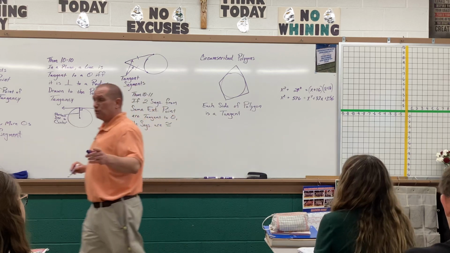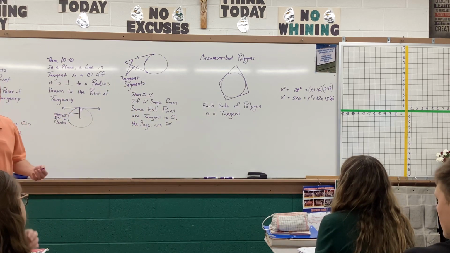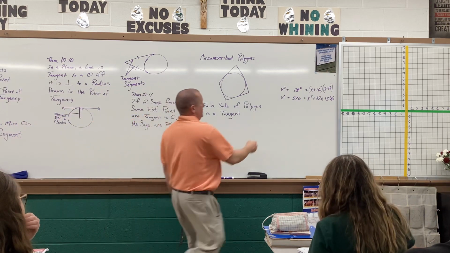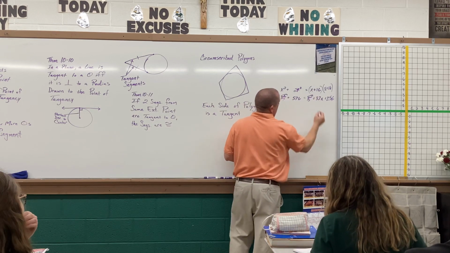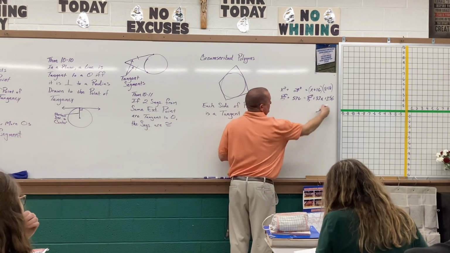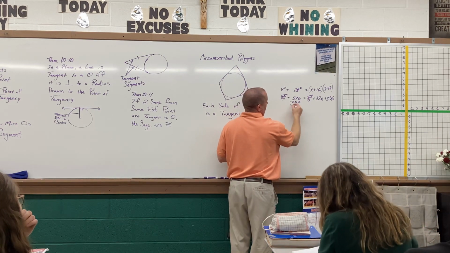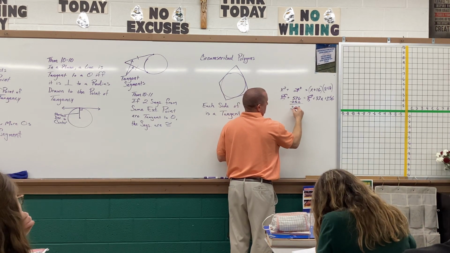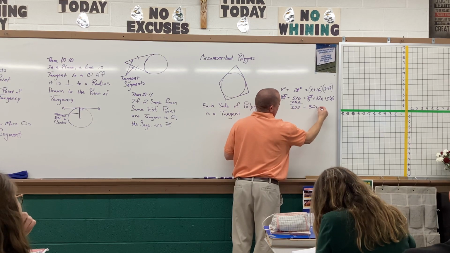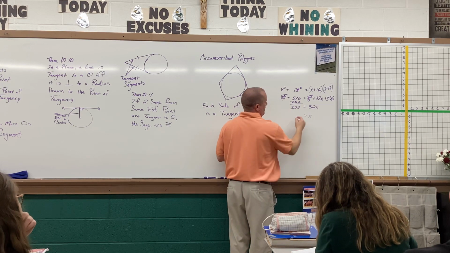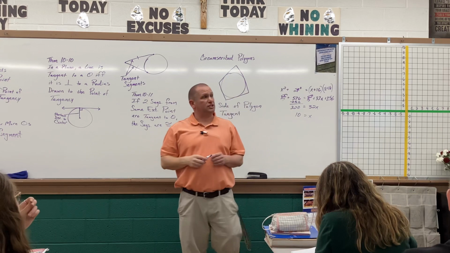Because when I have an x squared on the left and an x squared on the right, when I bring them together, what happens? They're going to cancel each other out. So I'm going to solve for x. I'm going to subtract 256 from both sides. What do I get over here? 320 is equal to 32x, so what's x? 10. Now, what's the question?